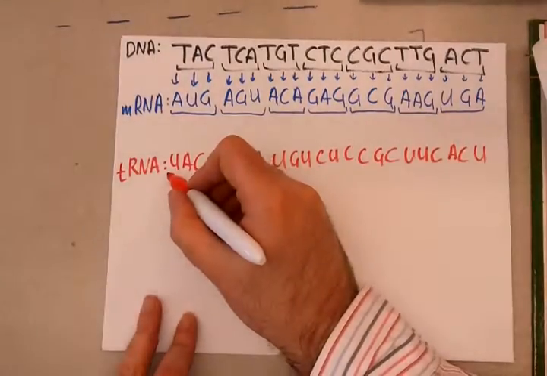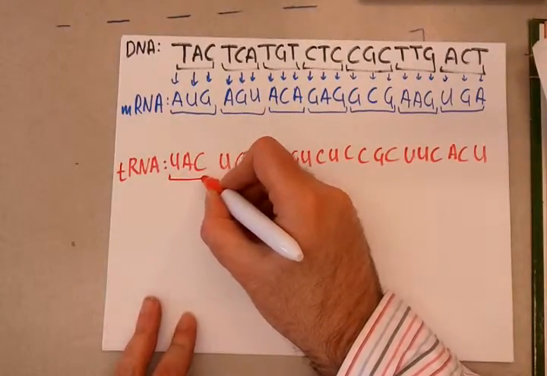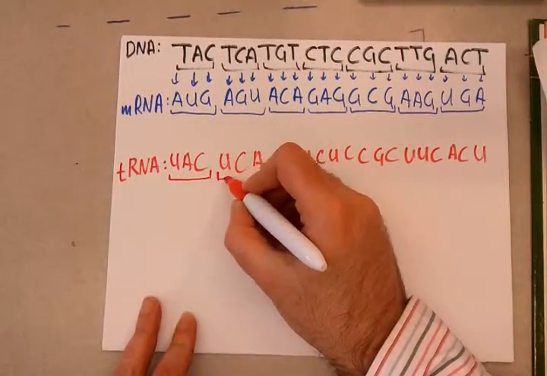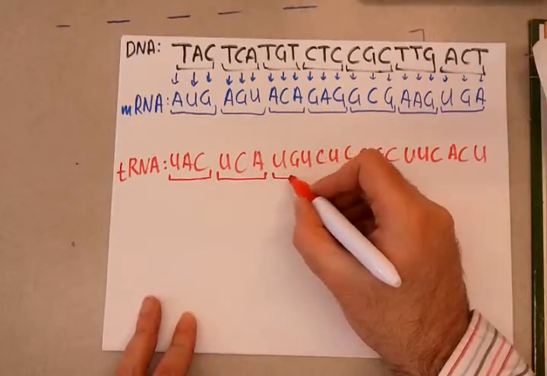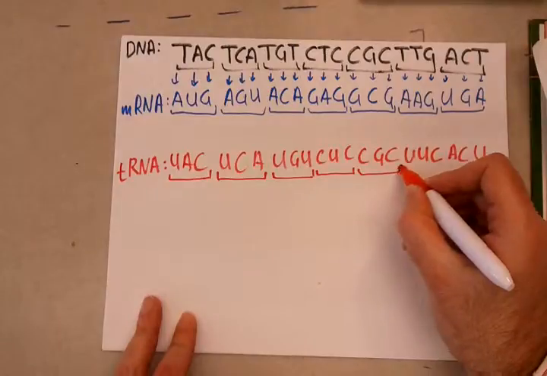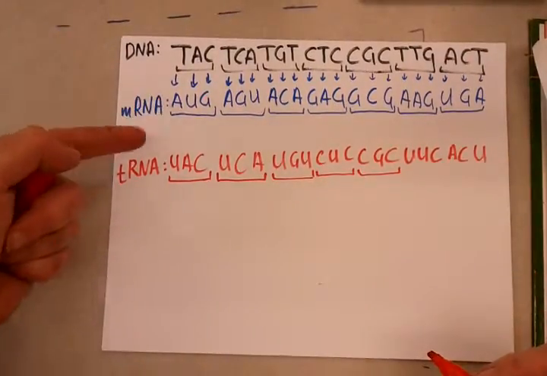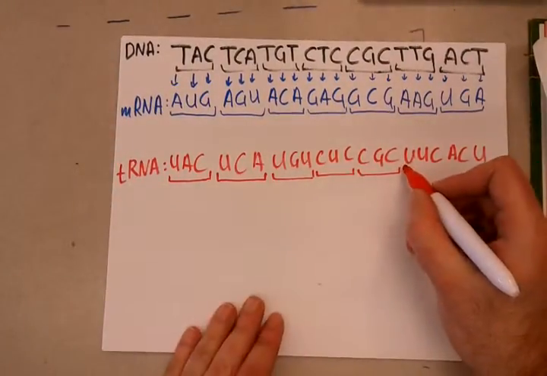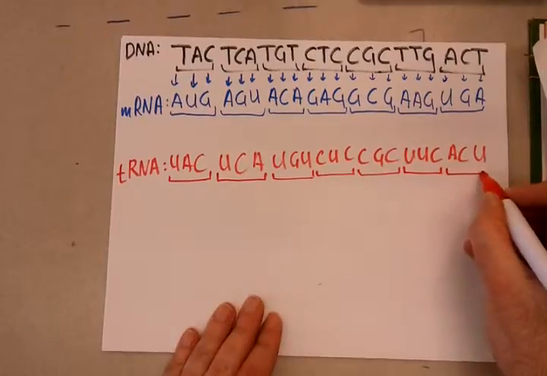So these are the tRNA anticodons. They will match up with the mRNA codons during protein synthesis in the ribosome. So when the ribosome reads the mRNA code, it matches them with the correct tRNAs with their anticodons.